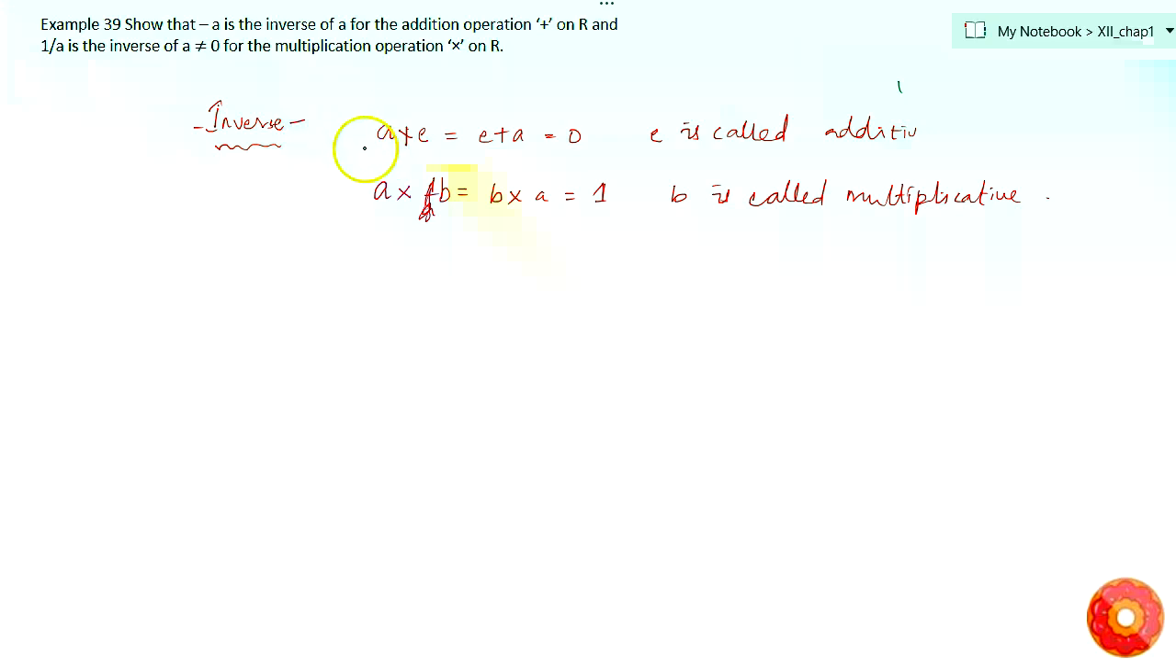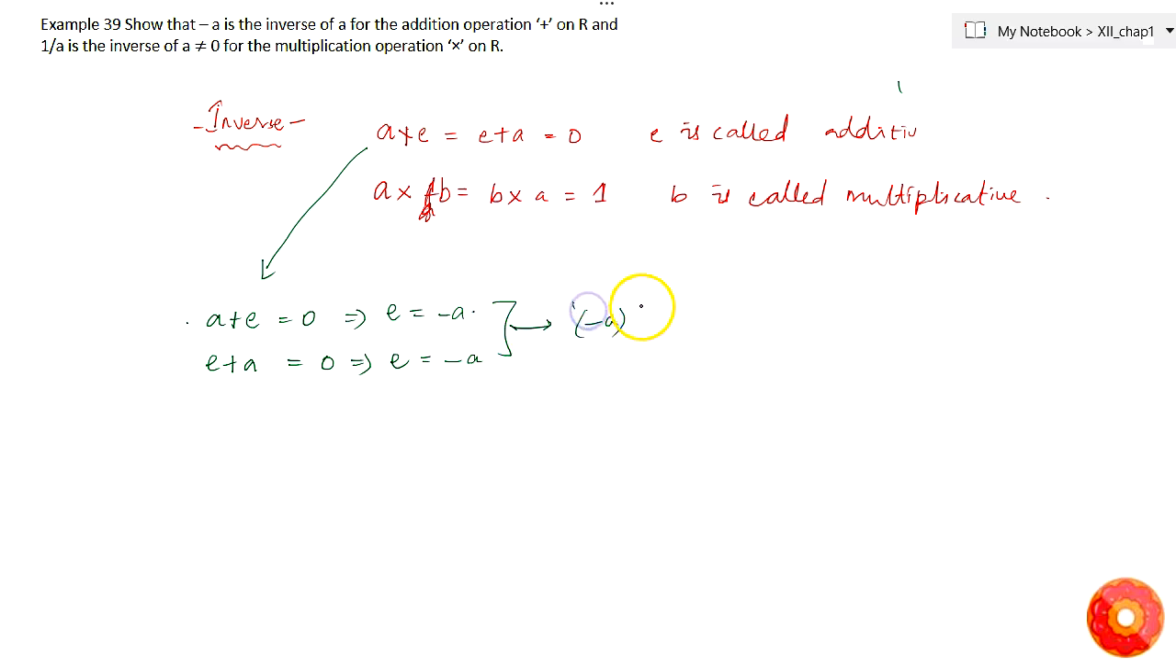So let's try to check in the given case, that is in the set of rational numbers. As I said, for additive inverse it must be equal to 0. So that means a plus e equal to 0. That implies e equal to minus a. Similarly, e plus a must be equal to 0. That implies e equal to again minus a. Both cases coincide, so we can say that minus a is the additive inverse of a.